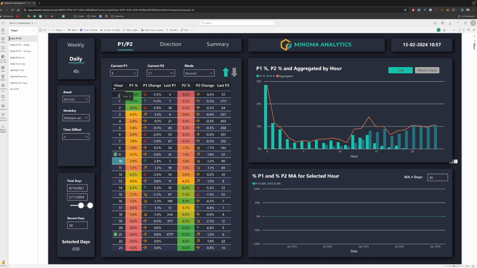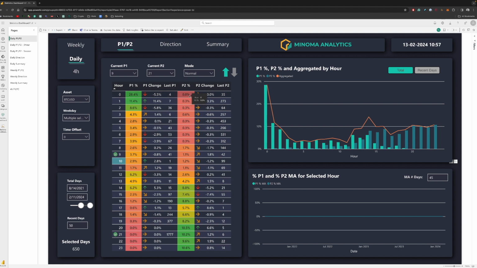So this is midnight until 1 a.m., 1 a.m. until 2 a.m., 2 a.m. until 3 a.m., and so on and so on. And for every hour of the day, you will see how often P1 was put in. 28.4% of the time it was put in during hour 0. 11.4% of the time it was put in during hour 1. And so on and so on.